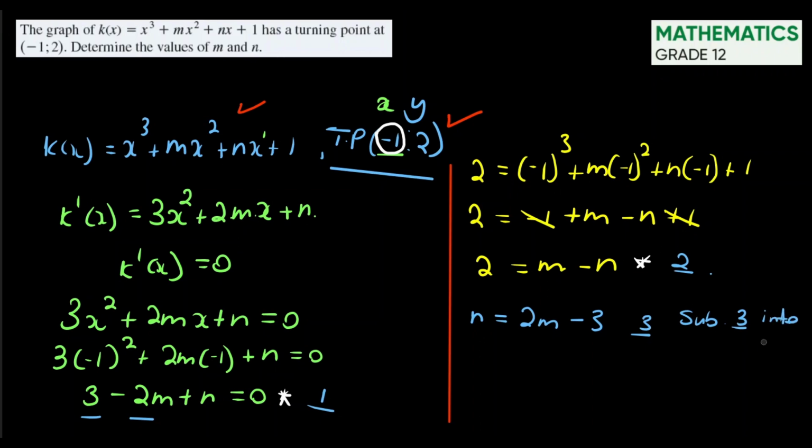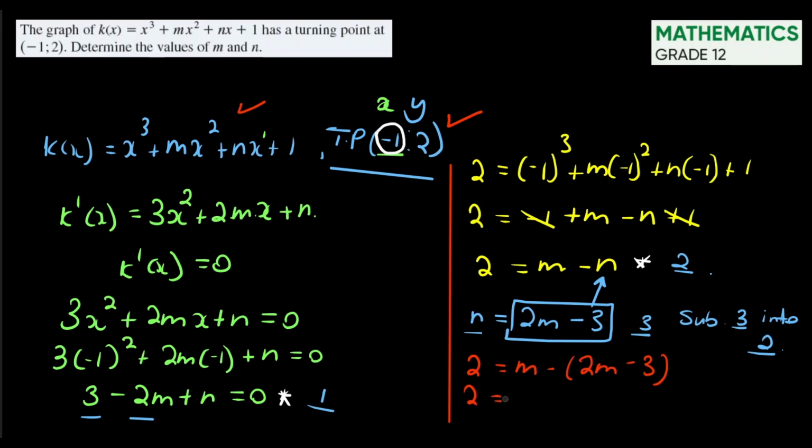into the unused equation, which will be equation 2, meaning that where there's n in equation 2, we're going to substitute 2m minus 3 for this n over there. How will this look? It will be 2 is equal to m minus (2m minus 3), which will be 2 is equal to m minus 2m plus 3.